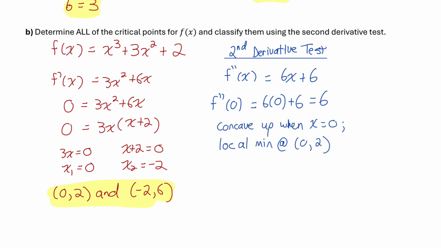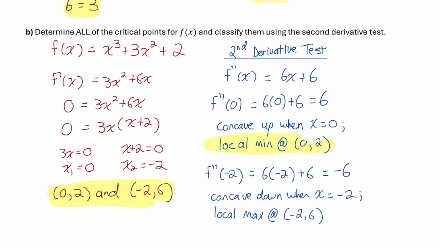And now let's test the second point. When x is negative 2, I'll sub negative 2 into my second derivative and check the concavity. If I evaluate this, I get negative 6. The fact that the second derivative is negative tells me that when x is negative 2, the function must be concave down. And if it's concave down and has a slope of 0, it has to be a local maximum point. So there we go. We were able to classify those critical points as either a local max or min using the second derivative test.